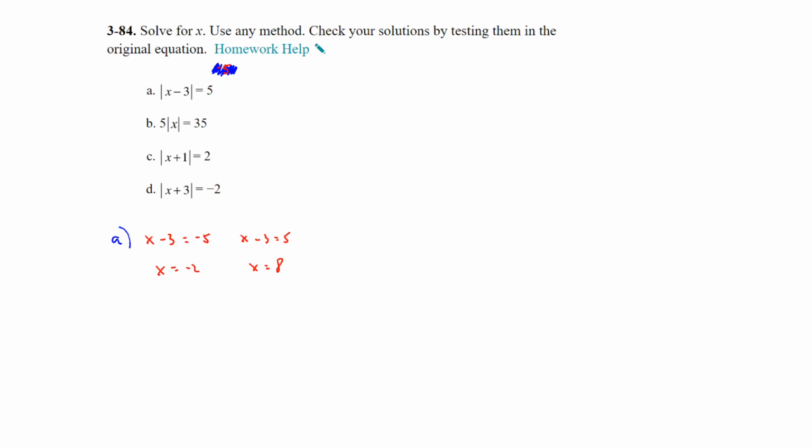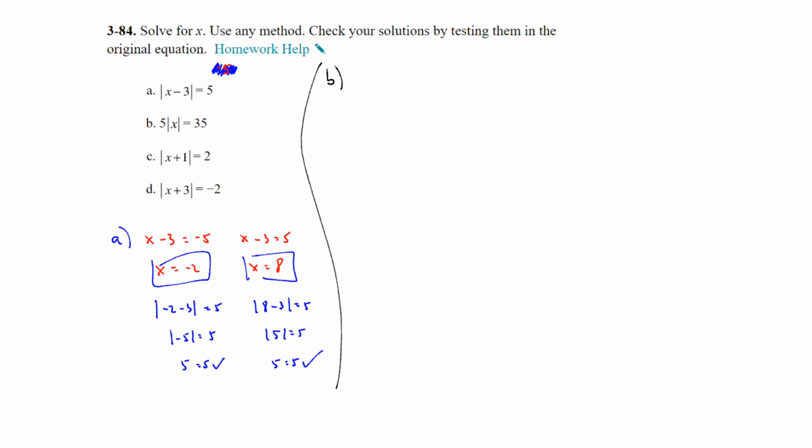We can plug those back in to check to make sure they work. Is it true that the absolute value of negative 2 minus 3 is equal to 5? And you'll notice that the absolute value of negative 5 is 5, which is what we were looking for. And then if we do it again with the number 8, it's 8 minus 3, and that gives us positive 5, and the absolute value of positive 5 is also 5. So it checks. So we have x equals negative 2 and x equals 8. So we have two solutions there. All right, on to part B.